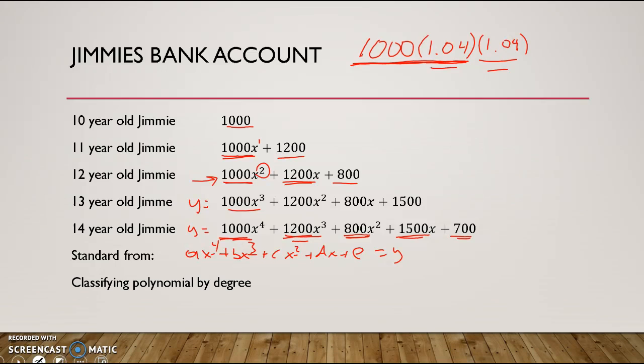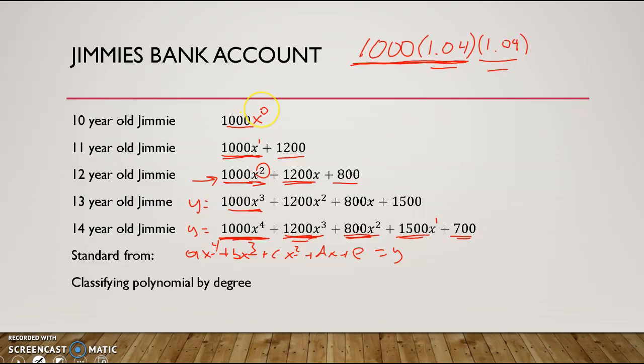We're also going to talk about how to classify polynomials by their degree. And so this equation right here is a 4th degree polynomial. It does have other degrees in it, like 1 and 2 and 3, but the biggest degree is a 4. So that's a 4th degree polynomial. This is a third degree polynomial, second degree polynomial, a first degree polynomial.